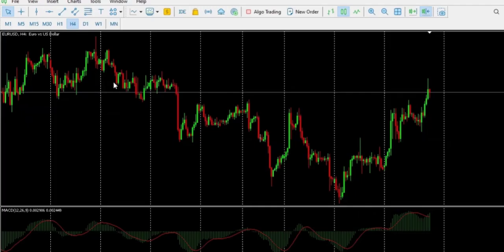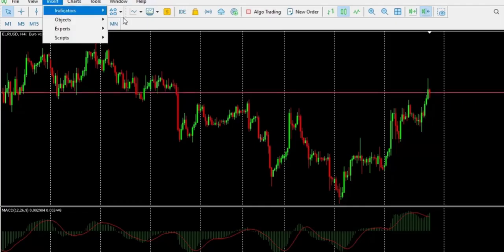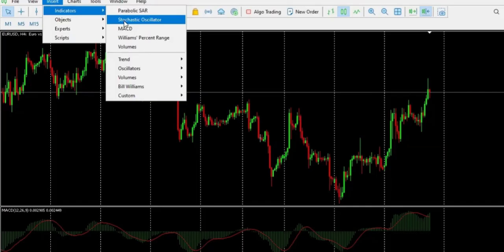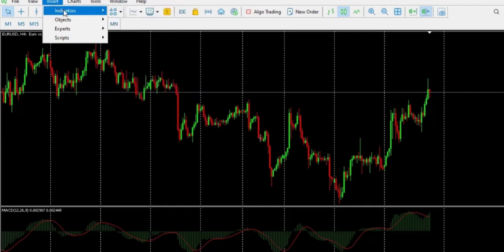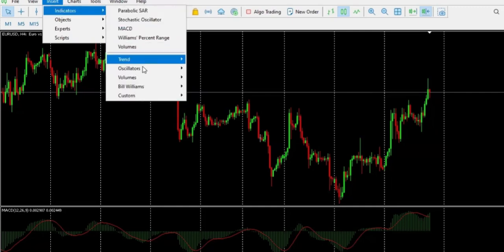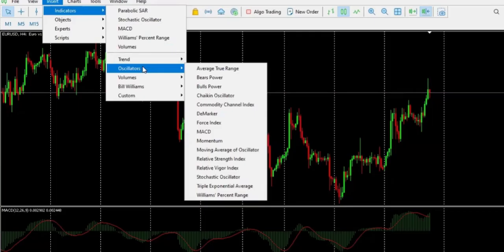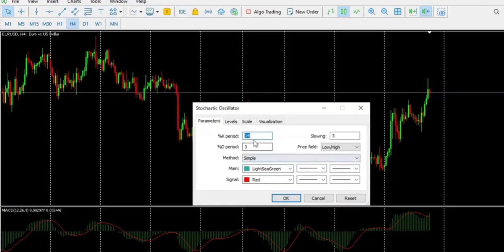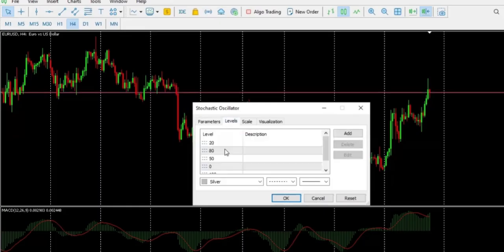Now, we're going to be making use of another indicator called the Stochastic Oscillator. So I'll go to the Insert tab, click on Indicators, and I'm going to see Stochastic Oscillators. However, these are all here because I have been using them recently. But for you, you might have to check for the stochastic oscillators. You have to click on oscillators. Now, for the stochastic oscillator, we're going to be making use of a period of 14 and 3, and slowing 3. So we also are going to be adding one or two levels.